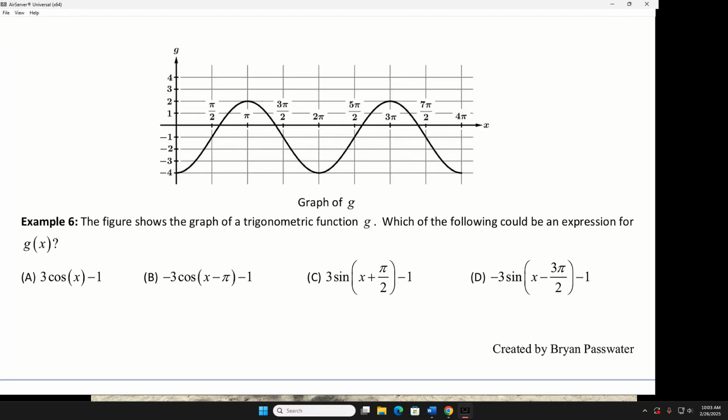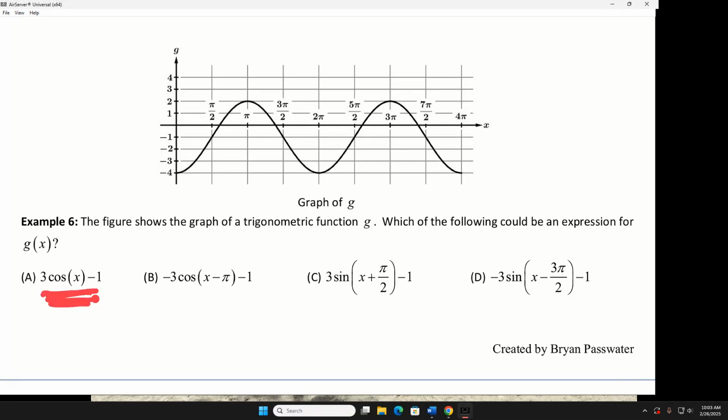We have this graph, and we want to know which one of these things it is. Whenever there's a shift left and right, we cannot determine if it's sine or cosine from 0. We have to look at where the new starting point is.